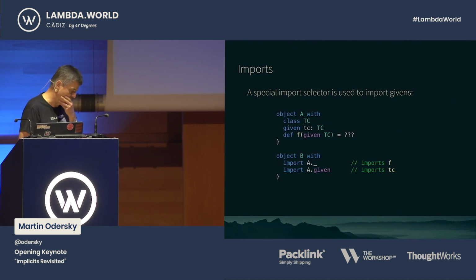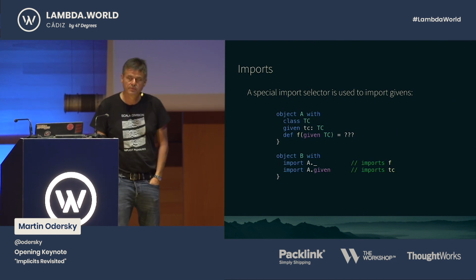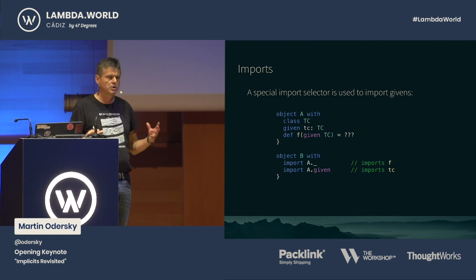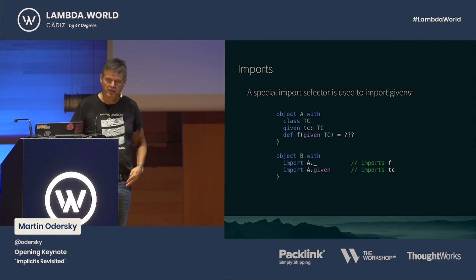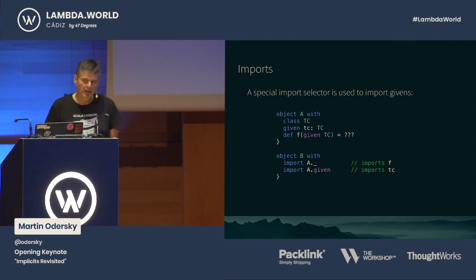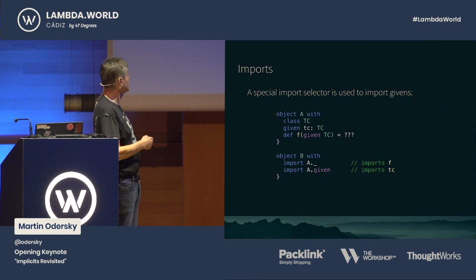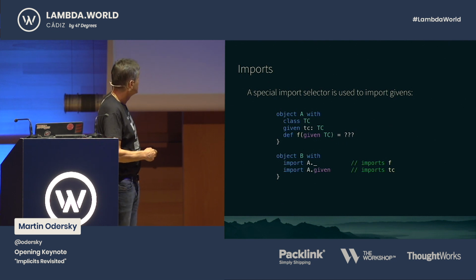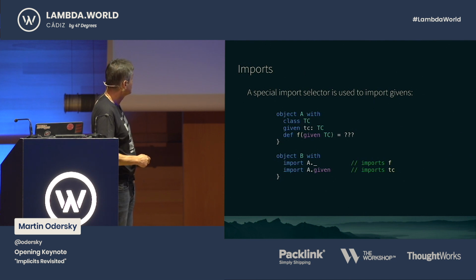And the last thing I want to cover is imports. For imports, we had this problem that wildcard imports are really too powerful. They pull in too many things. So what we will do now is that we need a special import selector to import givens. So here I have just a simple class, a class and a TC and a given instance and a normal function, and I have an object B that essentially has two imports.